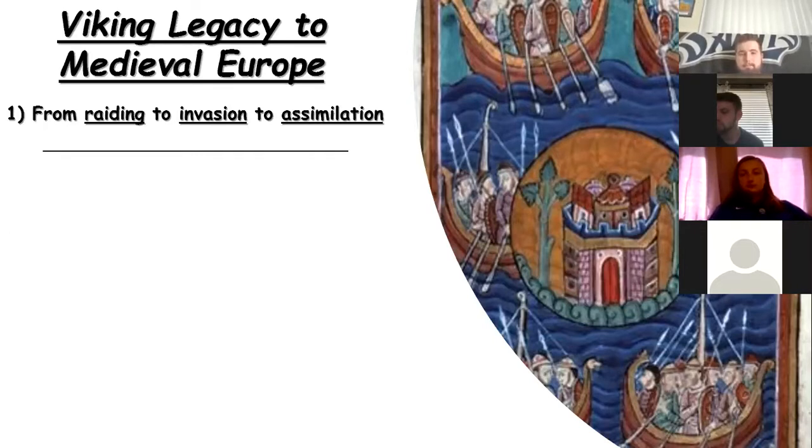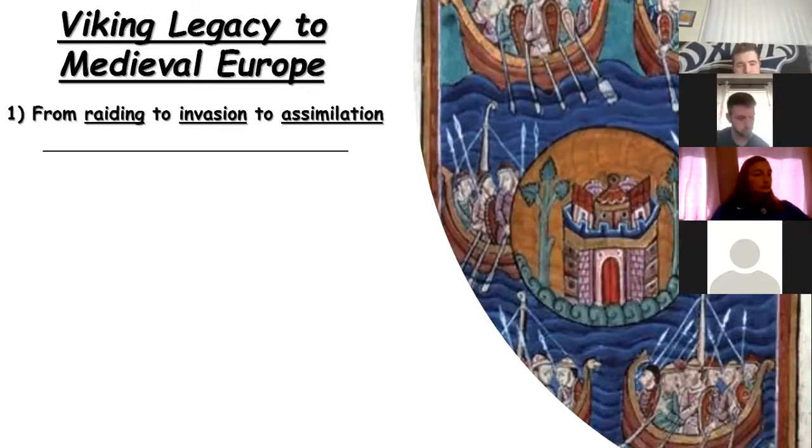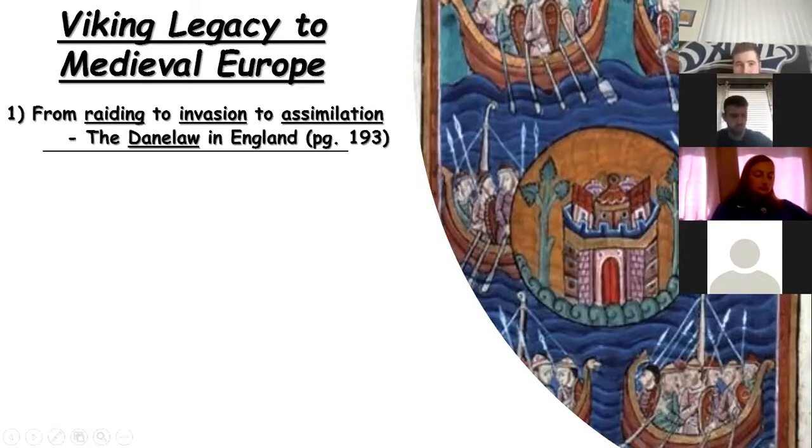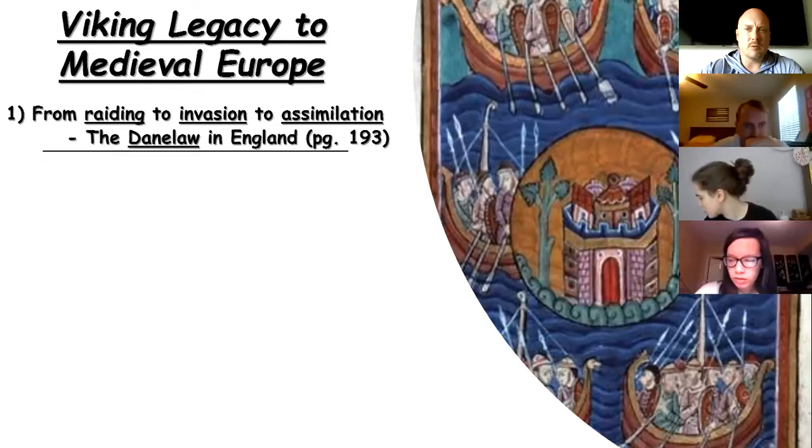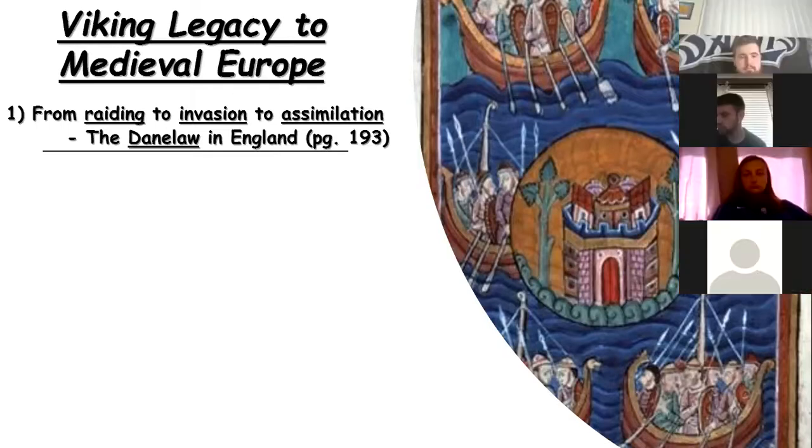So again, let's finish this up here. Page 193, make sure you pick up on this. Page 193 talks about how the English do it. You're going to have two areas, one in England and one in France, where the local governments are going to buy off the Vikings. They're going to buy off the raiders with land. In England, it's called the Danelaw. Okay, page 193 shows you that.